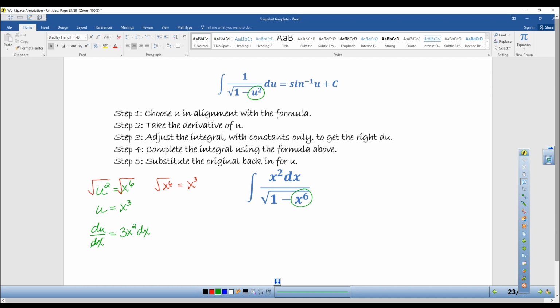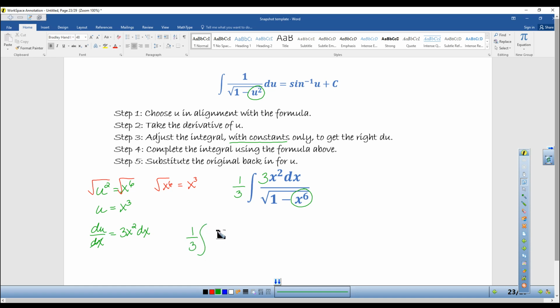Step 3, adjust the integral with constants only to get the right du. So I do have the x squared and the dx, which is good because I'm only allowed to adjust my integral with constants, meaning I can add a 3 to it, but I couldn't have added an x squared if I didn't have one. And then I'm also going to put in a 1/3 to counterbalance the 3 that I've added to my integral. So now I'm going to complete the integral using the formula above.